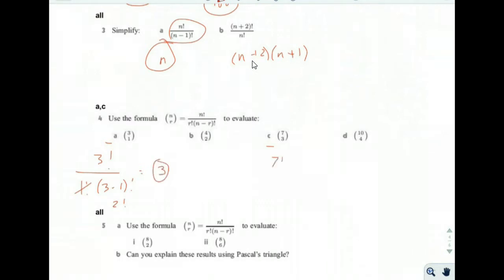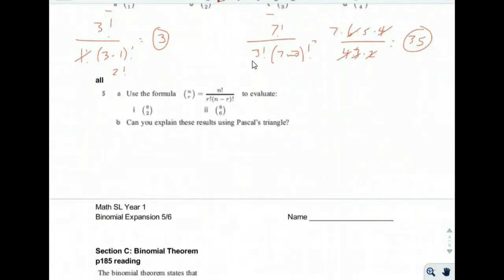Let's see, and what about the 7? So this is equal to 7 factorial divided by 3 factorial times 7 minus 3 factorial, which is 4 factorial. Okay? So that's equal to, let's see, 4 times 3 times 2, so the 4's cancel out. 3 times 2, the 6 cancels out, and we get 35. Okay?